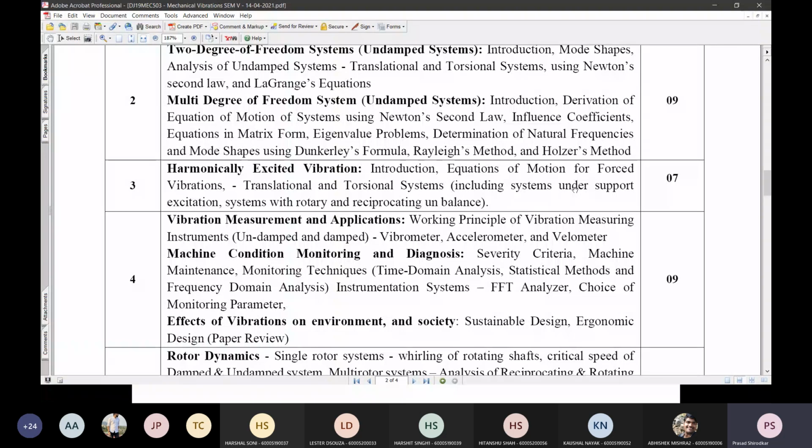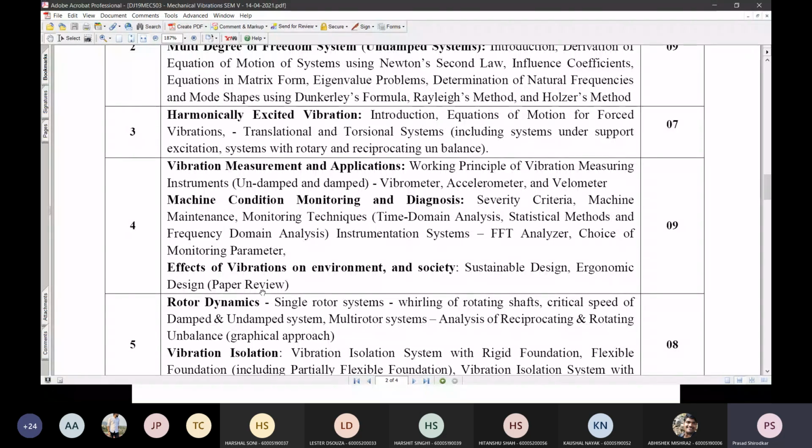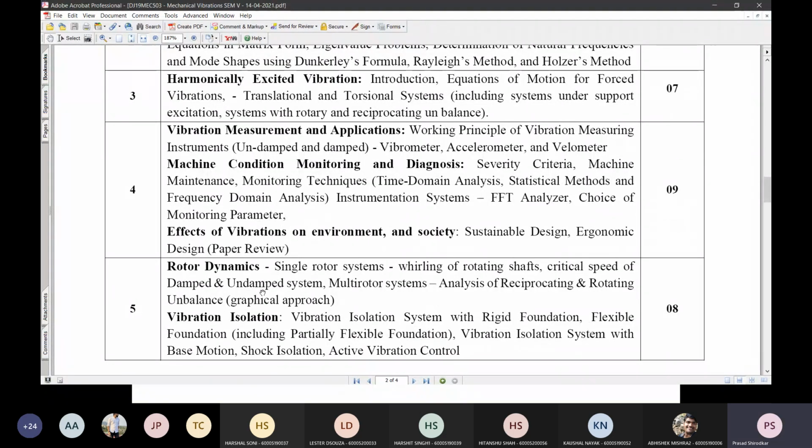So the ergonomic aspects of design and the effects of vibration on human beings will also be discussed. That will be done in the form of a paper review, mostly in the lab work, either one lab session or one more.